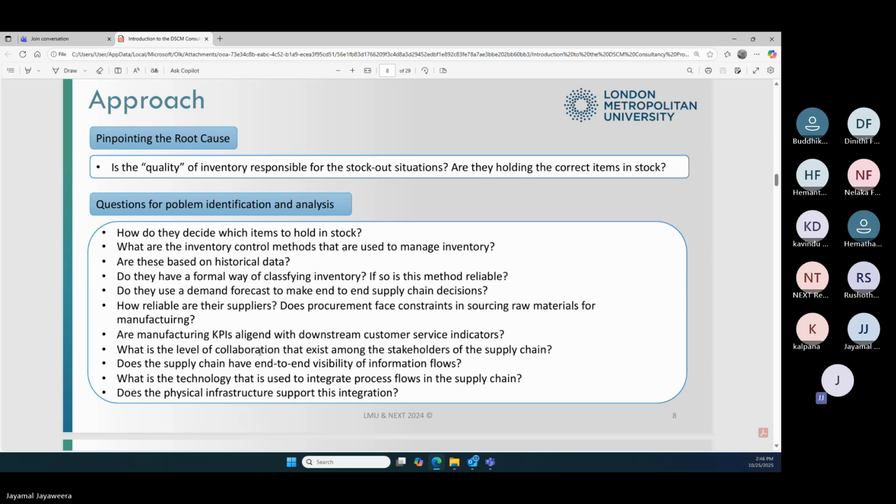What is the level of collaboration that exists among stakeholders in the supply chain? Are distribution and warehousing consciously talking with procurement and manufacturing? Do they know exactly what the market demands? Does the supply chain have end-to-end visibility of information flows?